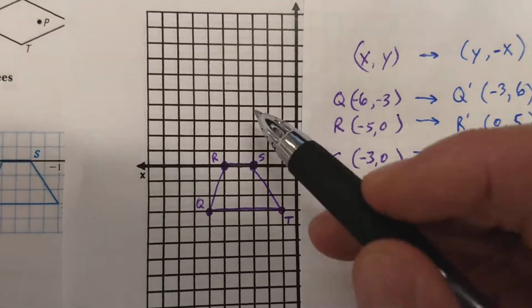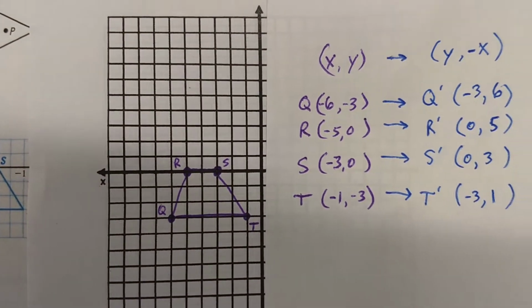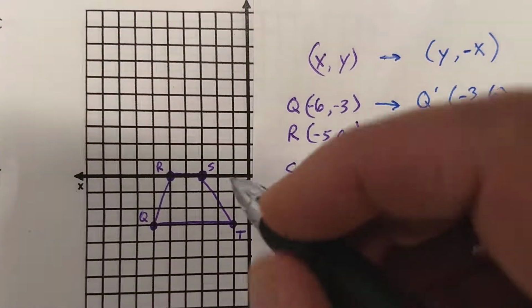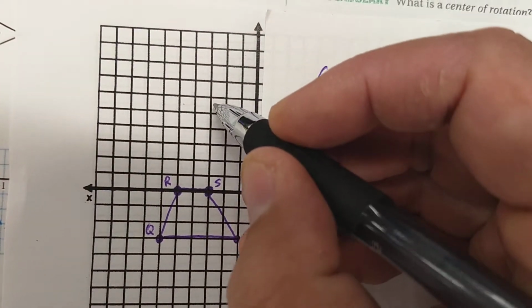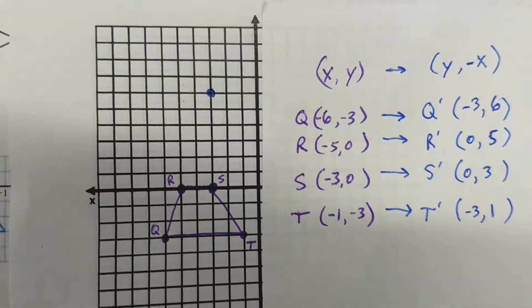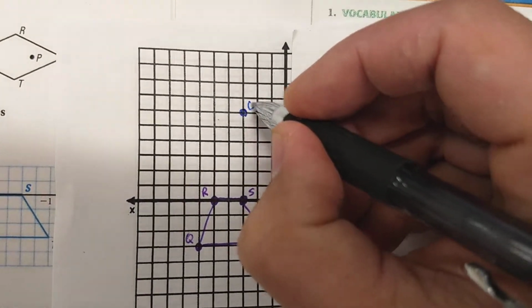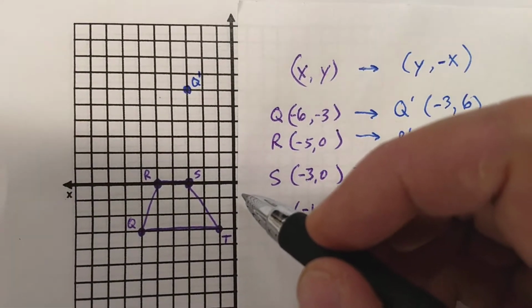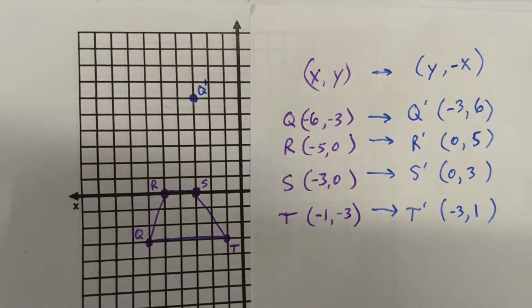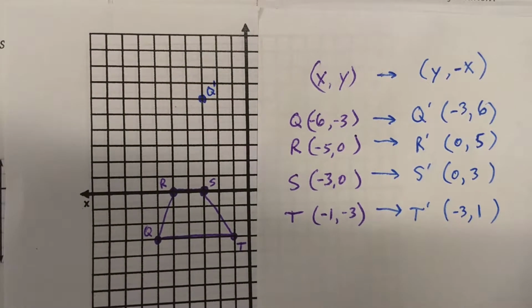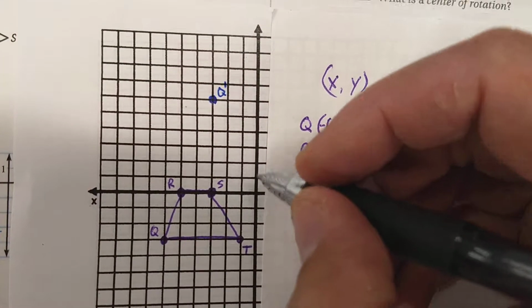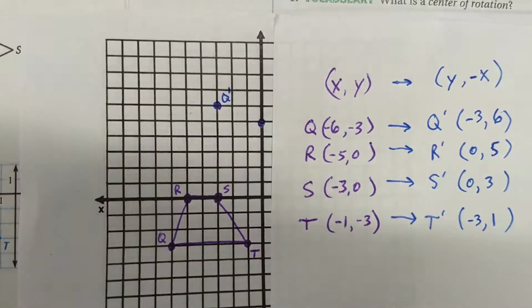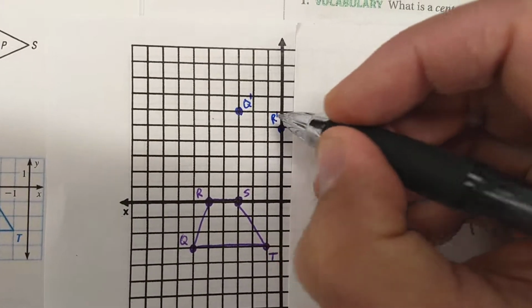Let's plot them now, and again, they should end up here in the second quadrant because it was a 270 degree rotation. -3, 6. That's my first point, and that was Q prime. 0, 5 ends up right there. That is R prime.